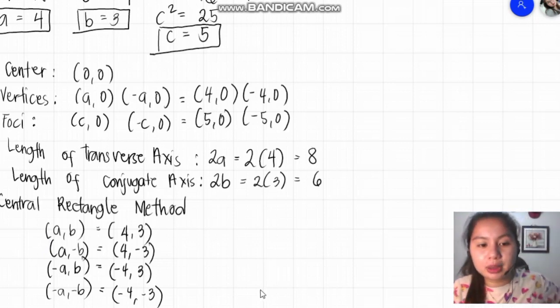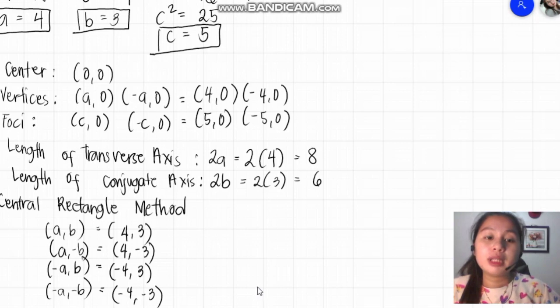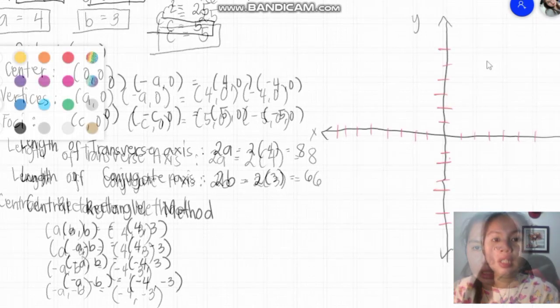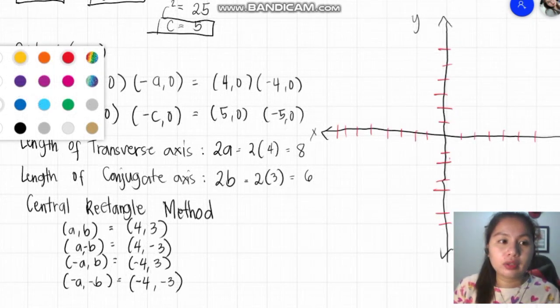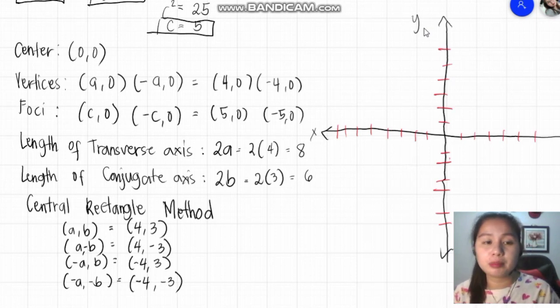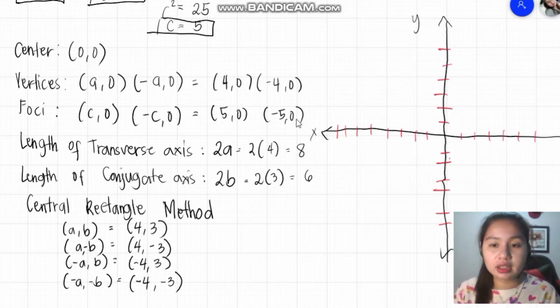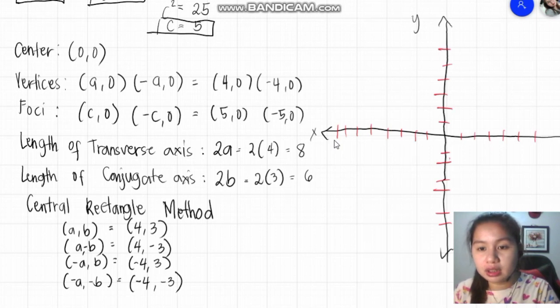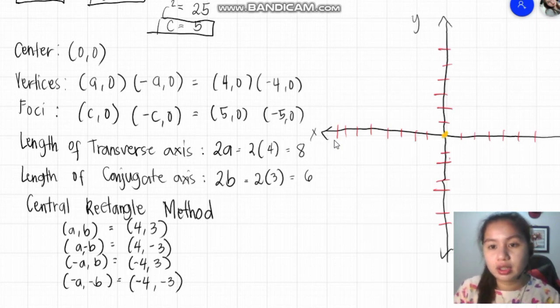Okay, so, next naman natin is, mag-graph na tayo. Ito lang ang kailangan natin para makagraph tayo ng hyperbola. Since nakagawa na ako ng Cartesian plane, ayan, we have x and y axis. So, i-graph na natin si hyperbola. So, of course, ang center natin ay nasa 0, 0. Ito yung ating center. Okay?